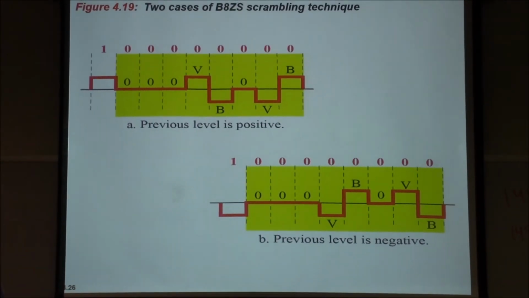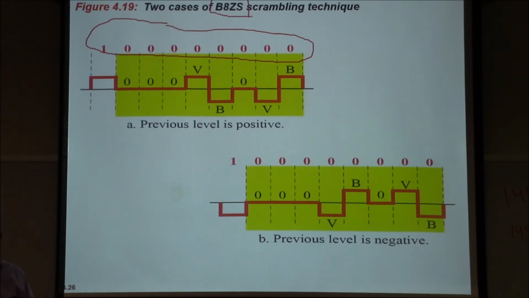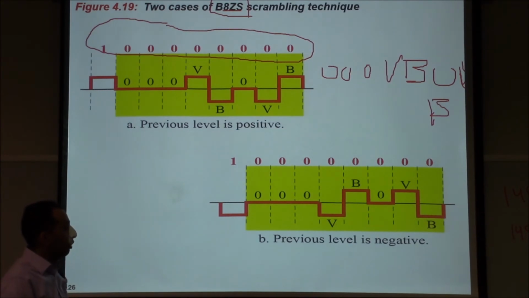If we have a 1 followed by 8 consecutive zeros, we will replace these 8 consecutive zeros using a technique called B8ZS, or bipolar 8-zero substitution. Every time we have 8 consecutive zeros, they will be substituted by the code 0, 0, 0, V, B, 0, V, B. That is the code we will use. We have 2 different versions of this code, and we use them to substitute the 8 consecutive zeros.